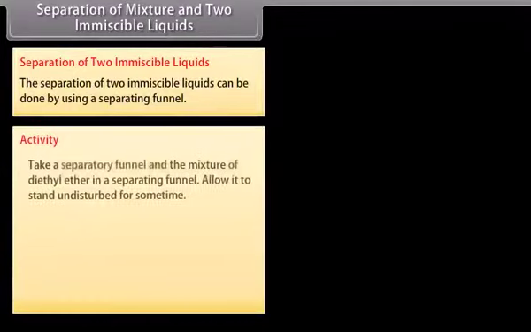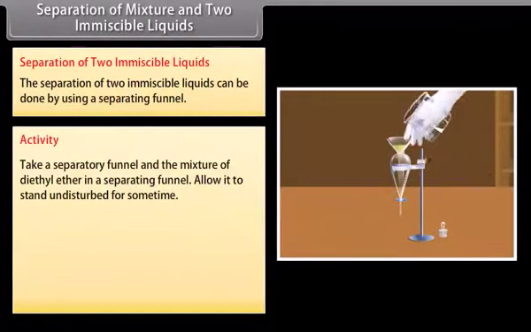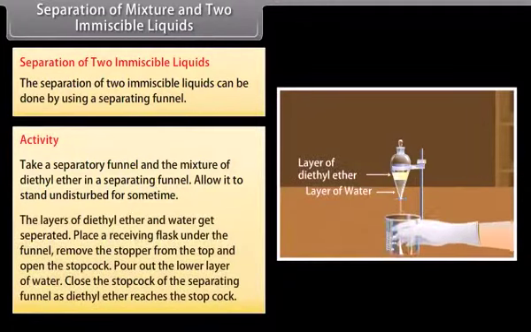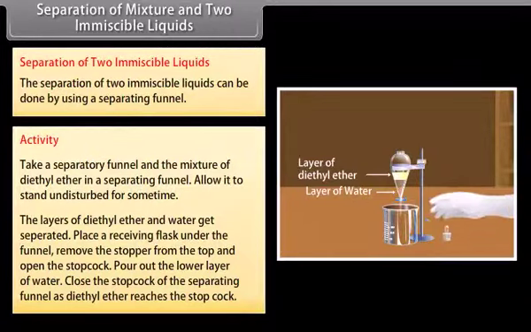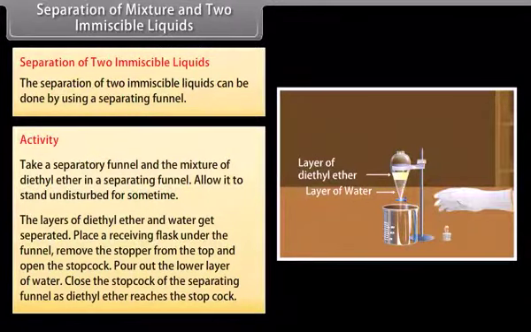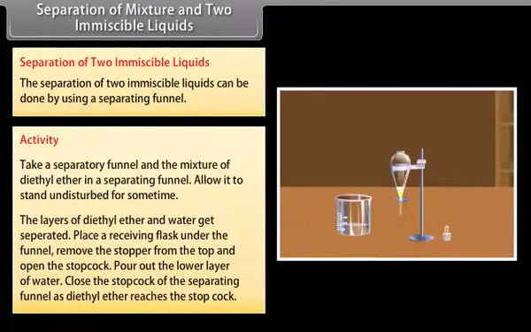Activity. Take a mixture of diethyl ether and water in a separating funnel. Allow it to stand undisturbed for some time. The layers of diethyl ether and water get separated. Place a receiving flask under the funnel, remove the stopper from the top, and open the stopcock. Pour out the lower layer of water. Close the stopcock of the separating funnel as diethyl ether reaches the stopcock.